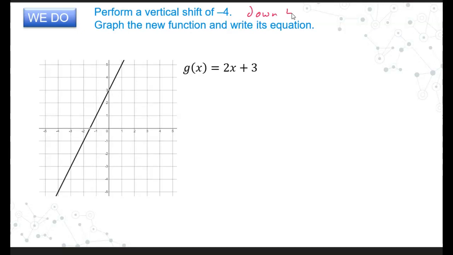We move this down 4. So here's a point on this graph. We're going to move it down 1, 2, 3, 4. Here's another point on the graph. We'll move it down 1, 2, 3, 4. Here's a point. We'll move that down 1, 2, 3, 4. And then we draw a line to connect them. Approximately. There you go.